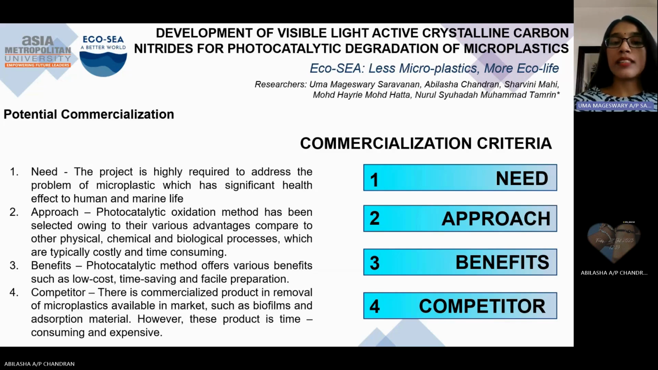Lastly, the competitor. While there are commercial products for removing microplastic like biofilm and absorption material, these are generally time consuming and costly. Finally, it is hoped that this project will help the public and health authorities in addressing the problem associated with microplastic, as the removal of microplastic is vital not only for protecting the marine ecosystem but also for safeguarding human health and ensuring economic stability.